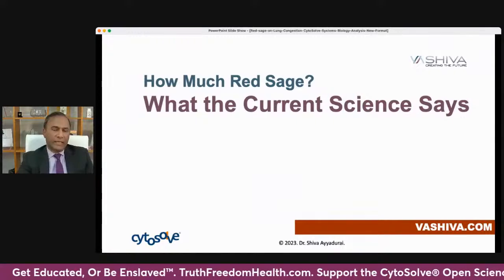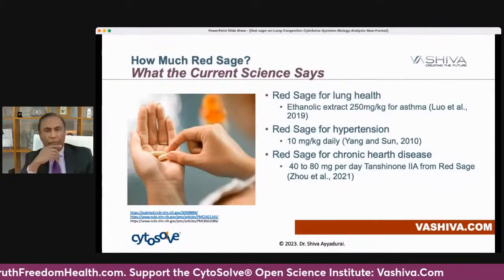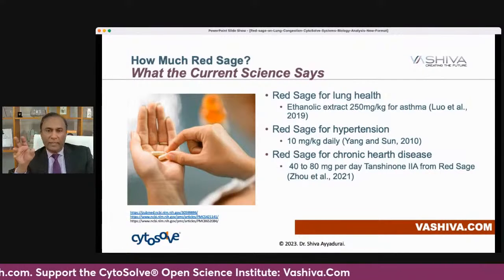So what does the current science say about how much you should take? People always ask, what does the current science say? Well, red sage for lung health.